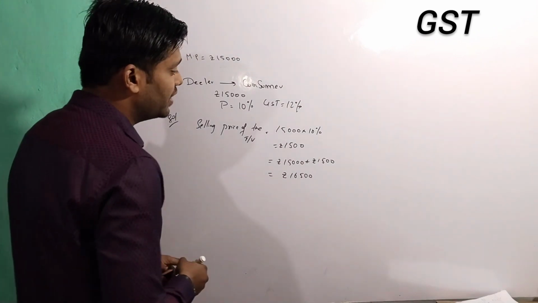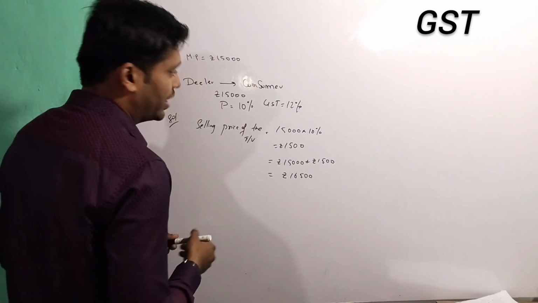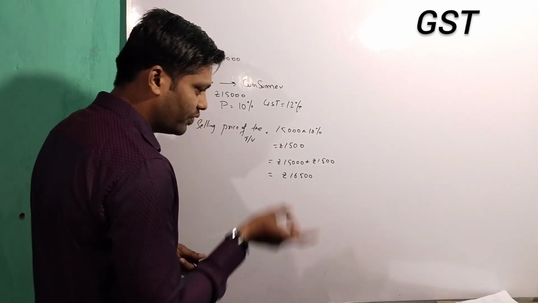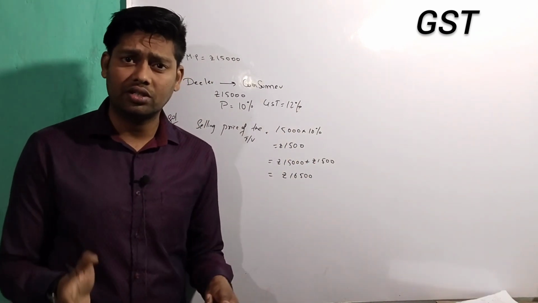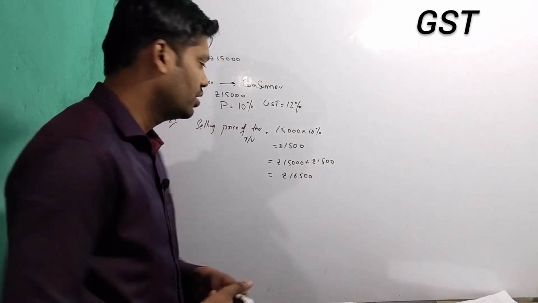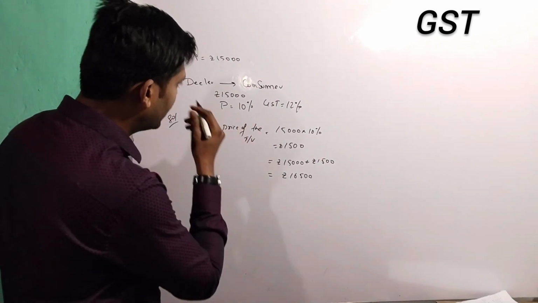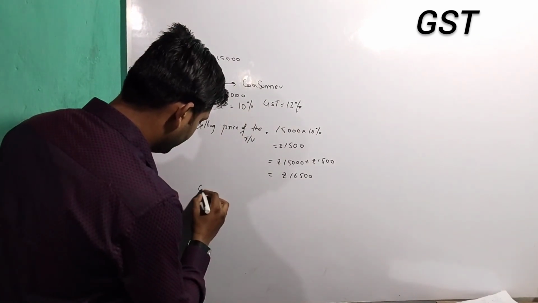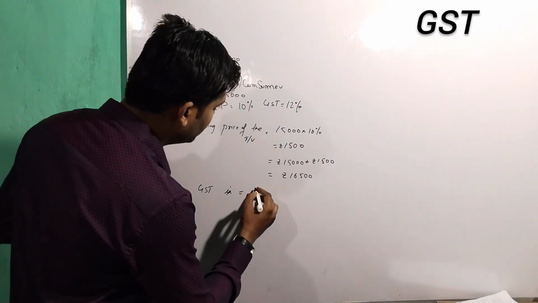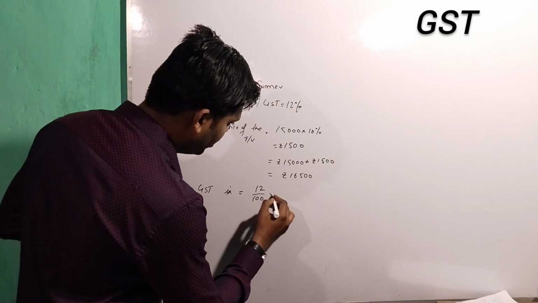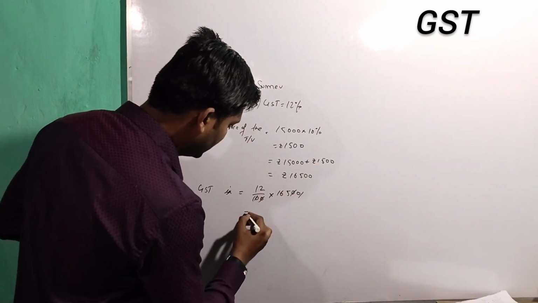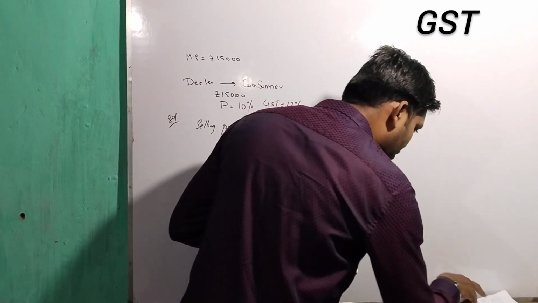Now in case they are asking to find out the tax, we have to find out the tax on this price. When there is a profit, first you will calculate the profit. If there is a discount, we will first calculate the discount. Over that we have to find out the GST, whatever is there. So GST is how much over this one? 12 by 100 into 16,500.